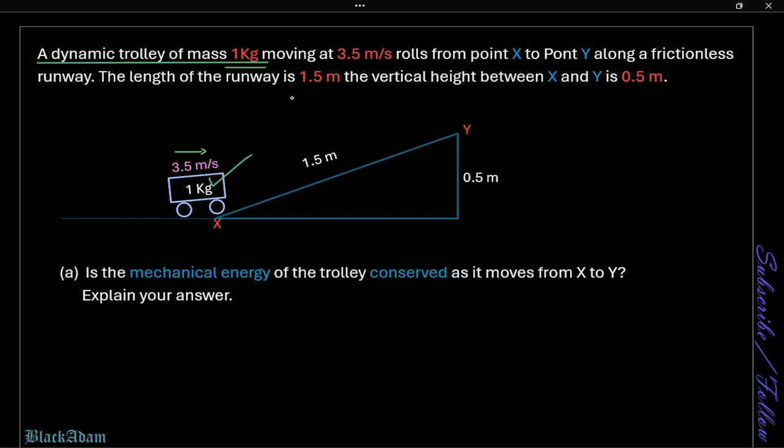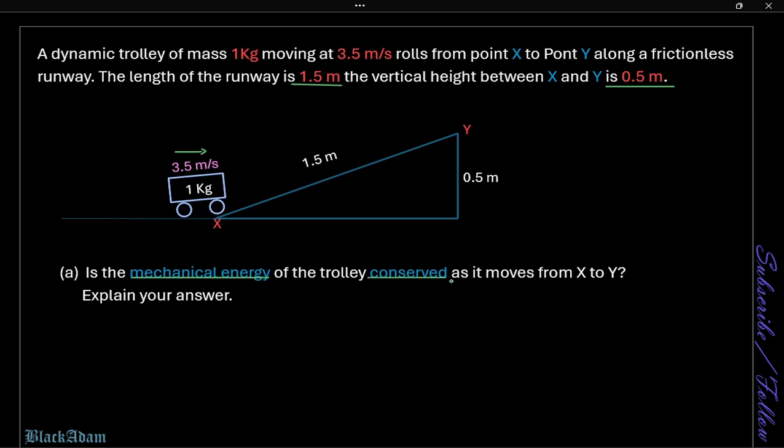We have a trolley with a mass of 1 kg, moving up at a speed of 3.5 meters per second. It's going up an inclined surface from point X to point Y, and the distance between X and Y is 1.5 meters. And then we have the height between X and Y, and that height is 0.5 meters. That's the vertical height.